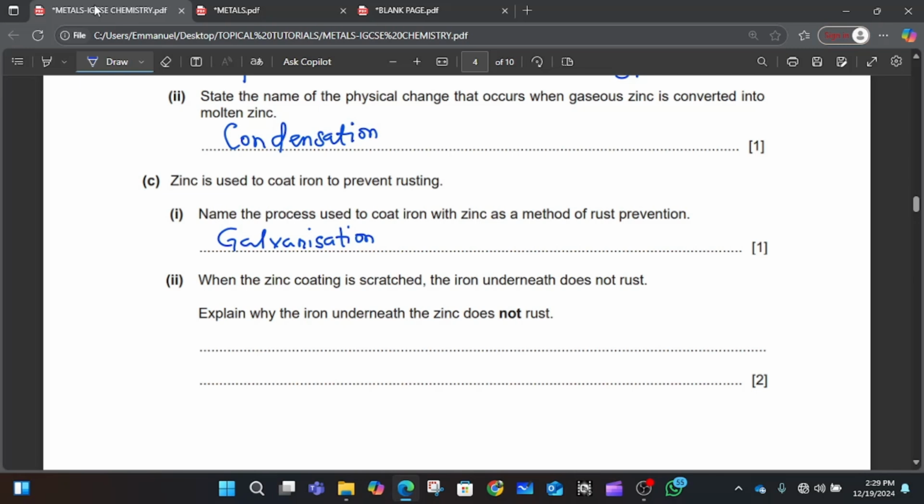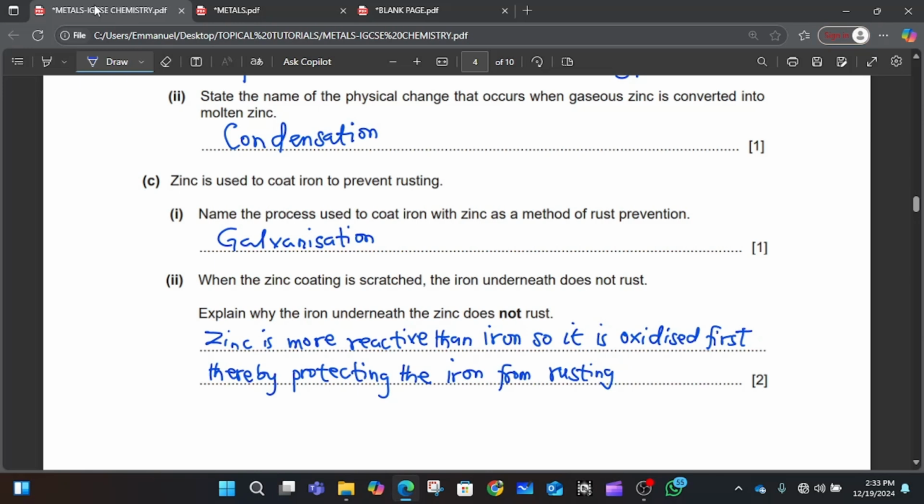II. When the zinc coating is crushed, the iron underneath does not rust. Explain why the iron underneath the zinc does not rust. Once the zinc on the surface of the iron is crushed, the inner layer of the zinc is exposed to air and water. And so the zinc being more reactive than iron, it is going to undergo oxidation in order to protect the iron from rusting.